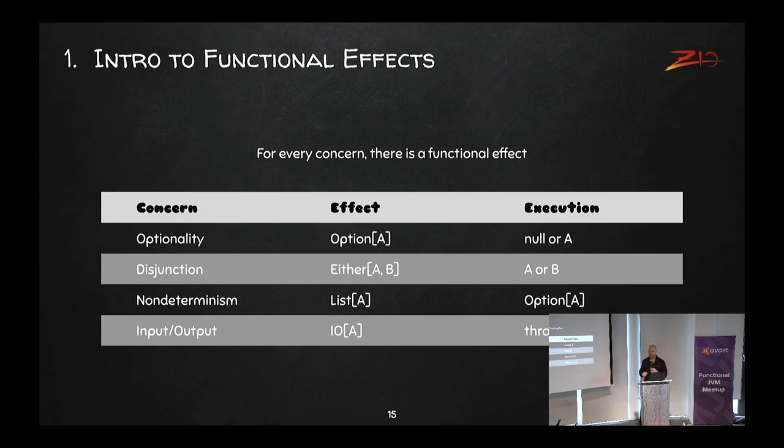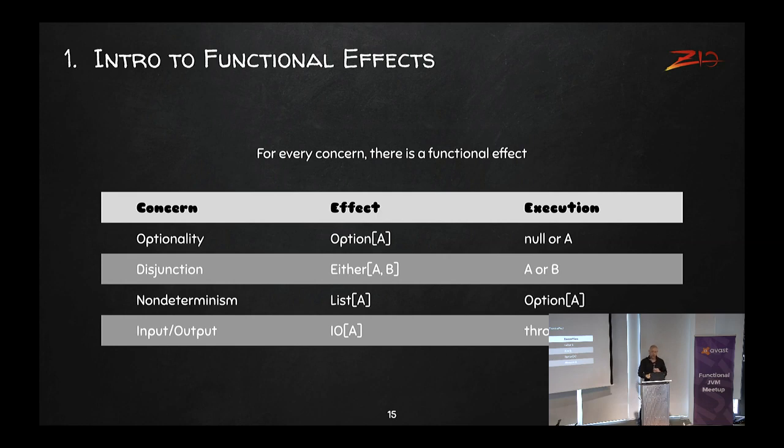And I'll give you some common examples. If your concern is optionality, that is, you want to compute, and sometimes you're going to try to compute something, but it's not going to be there, then you can use the effect called option, which is built into Scala. It is a functional effect. It's an immutable data type, and it has a set of operations that allow us to build up programs that use the feature of that functional effect, which is optionality.